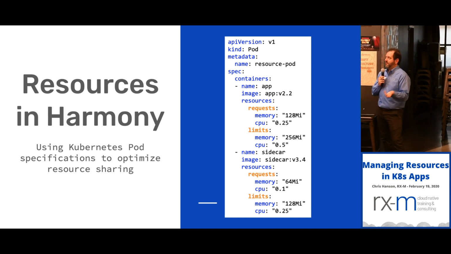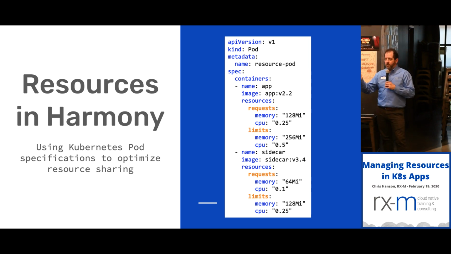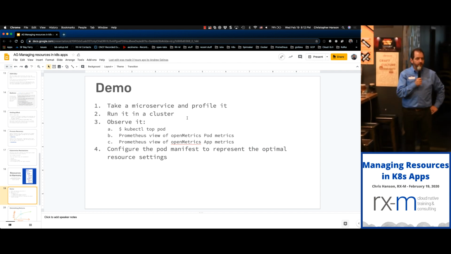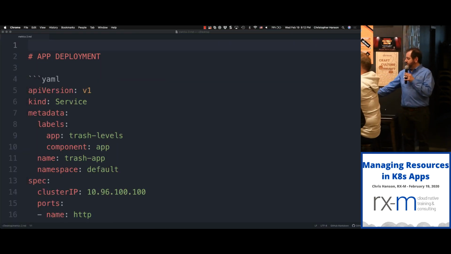How do I know that app v2.2 needs 128 megs of memory and a quarter of a core of CPU, and that its limit should be 256 megs and half a core of CPU? I have to somehow profile that application to tell me that's the sweet spot when it comes to the best operating window for that application. This is where the magic happens, right? Actual command line utilities and GUIs is where the magic's going to happen. So first off, what I want to do is show a couple things.